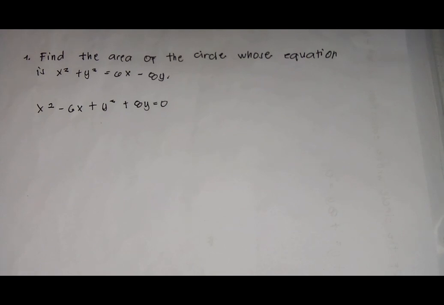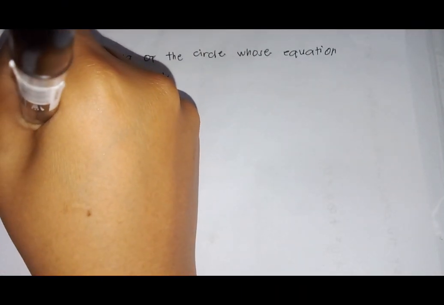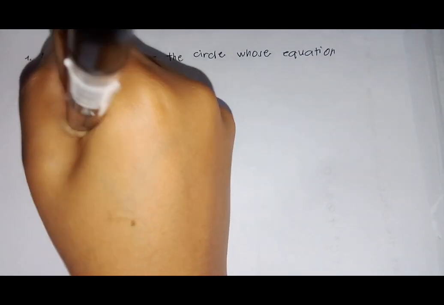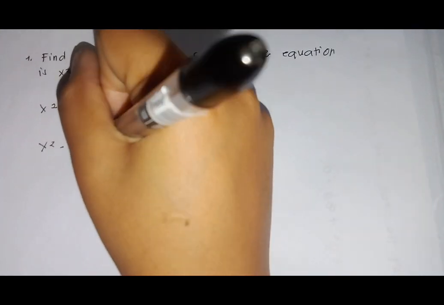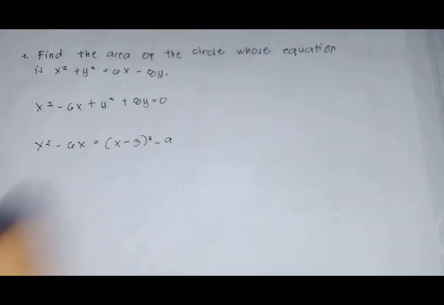Now, to complete the square for both x and y, we will manipulate the equation. First, complete the square for x. The coefficient of x is negative 6. Take half of negative 6, which is negative 3, and square it to get 9. And add and subtract 9 to complete the square. So we have here x squared minus 6x is equal to (x minus 3) squared minus 9.